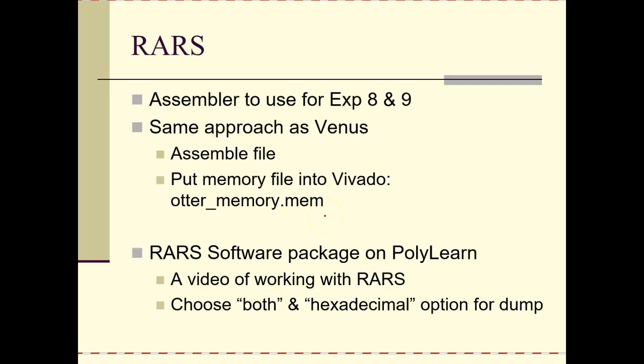You have to use the RARS assembler for experiments 8 and 9 because it uses interrupts. Venus doesn't handle interrupts. Everything else is the same. You assemble a file, throw the memory over into your auto_memory.mem in Bravado. For RARS, there's a package on PolyLearn. Make sure if you're using a lookup table that you choose the both option and the hexadecimal option when you go to dump the file.